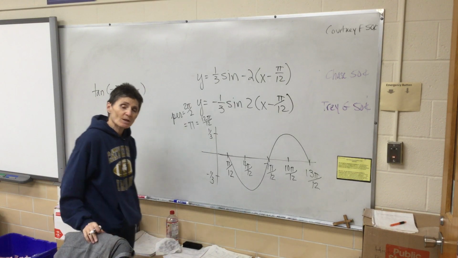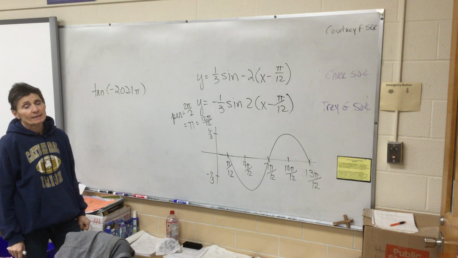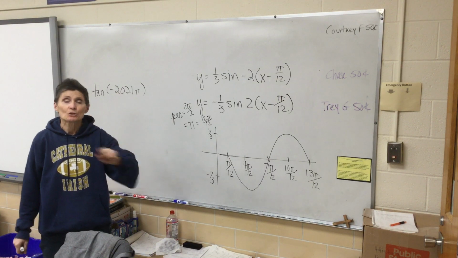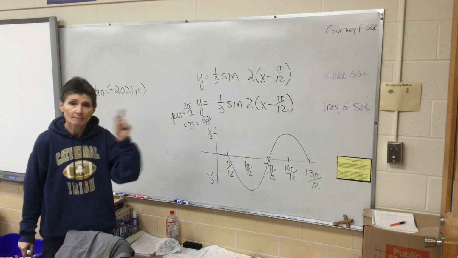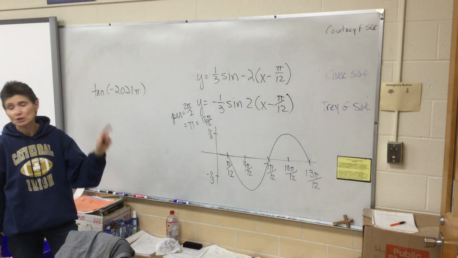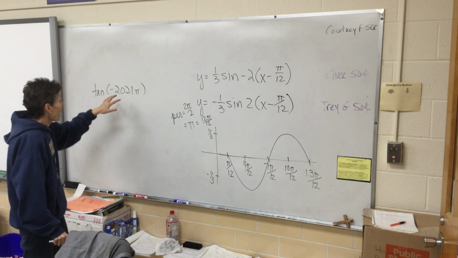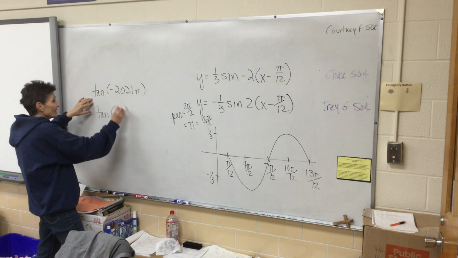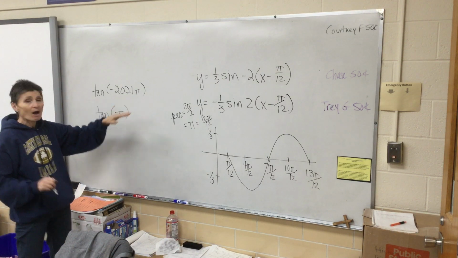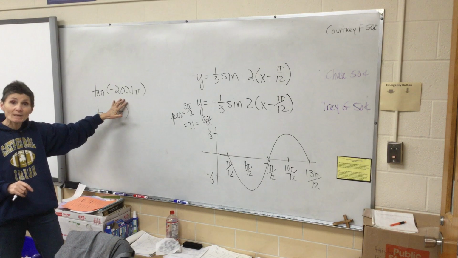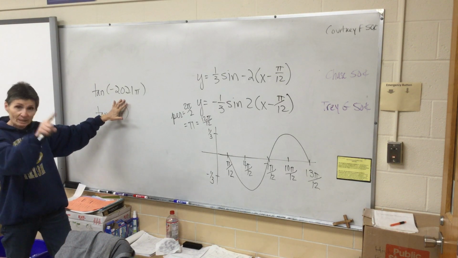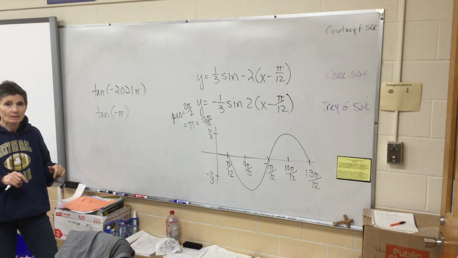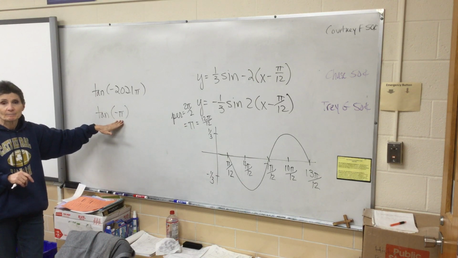Remember that a revolution is 2 pi. So every even pi, 2 pi, 4 pi, 6 pi, every even pi is just a spin. So I'm not going to consider this monstrosity. I am going to boil it down to negative pi. Because if I take out the even pi's, that would be 2020 pi would come out. That's 1,010 revolutions. That just comes out. And I'm left with negative pi.